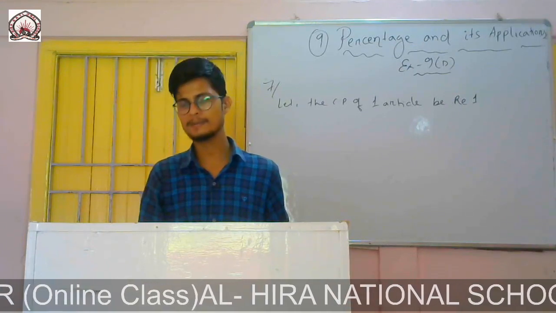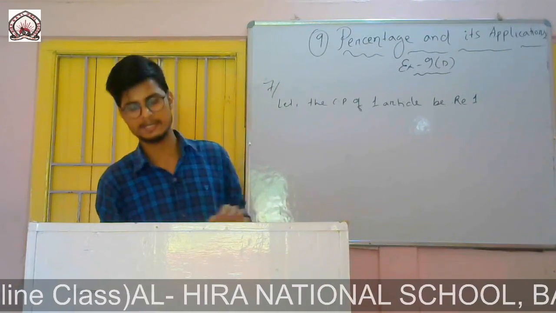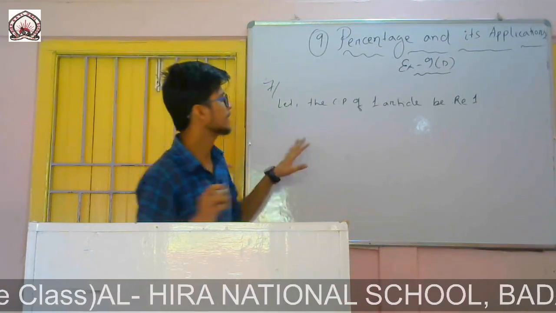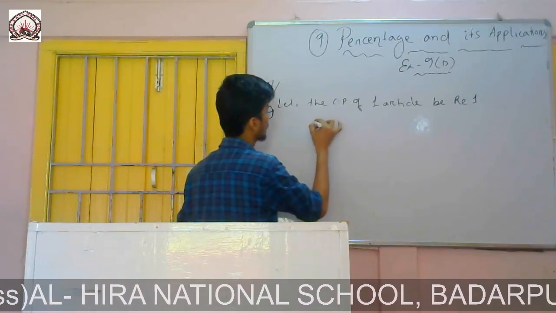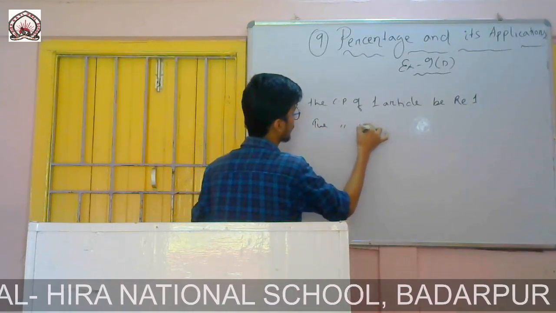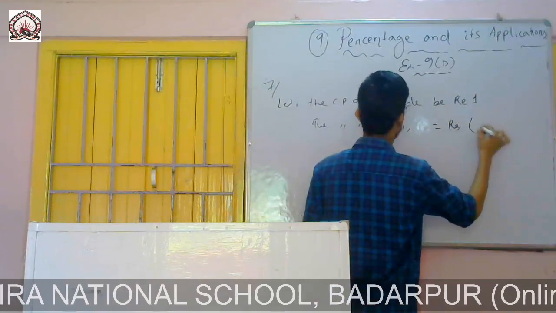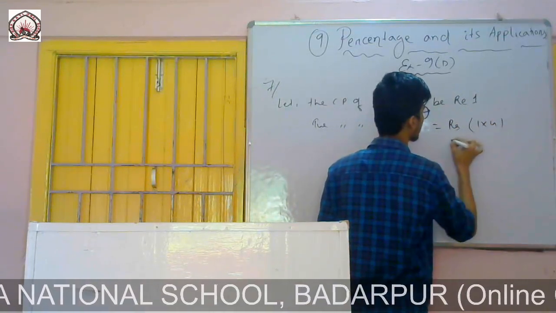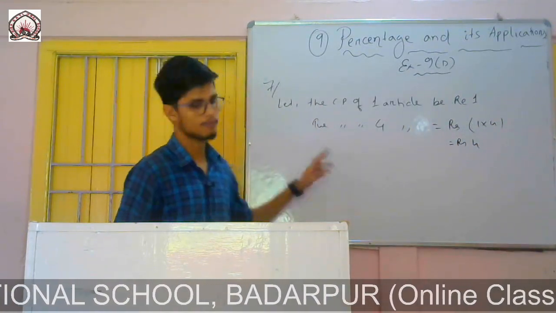In place of SP, you simply find out the CP of these articles. How many articles are given? 4 articles. SP of 4 articles. So I will find the CP of 4 articles. Therefore the CP of 4 articles equals rupees 1 into 4, which is equal to rupees 4. So this is the cost price of 4 articles.